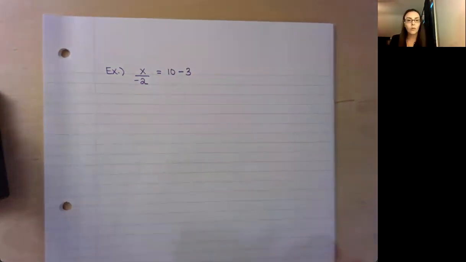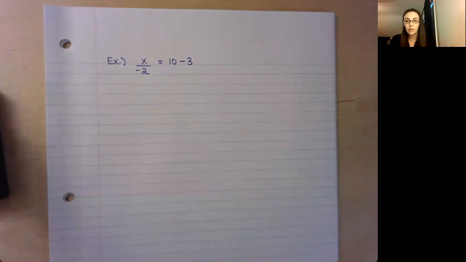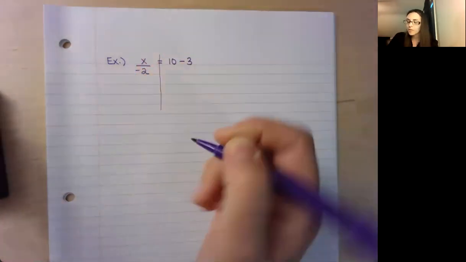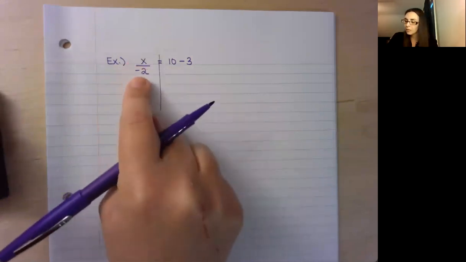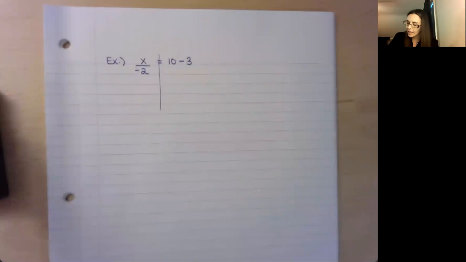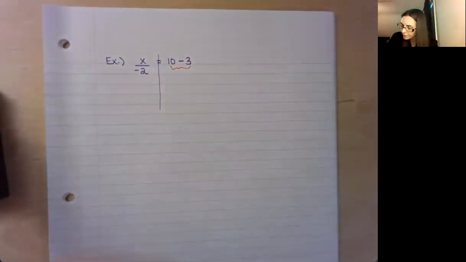Okay, x over negative 2 equals 10 minus 3. Now, in a few weeks, I will actually tell you another way you can deal with fraction problems, particularly as they get more complicated, but this one's still relatively simple, so it's easy for us to work with. And I'm going to simplify each side first. So on the left side, there's nothing I can do there, but on the right side, I do have a 10 minus 3. Those are like terms, so I can simplify that to 7.